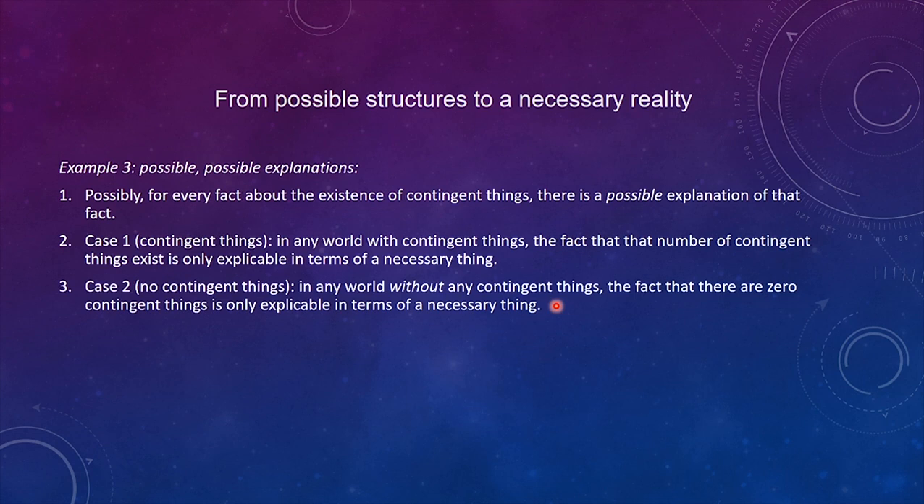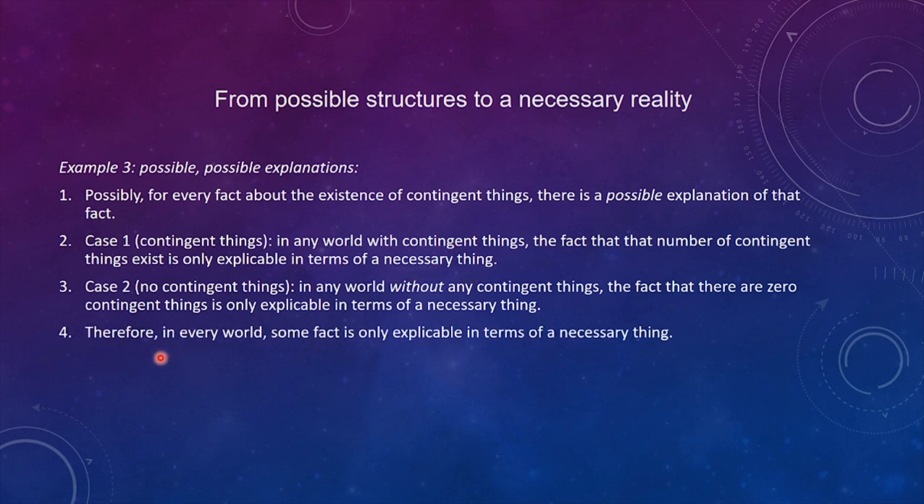Those are real possibilities. Well, of course they're possibilities because they're actual things. So if you're following all this, and I know this is not an easy argument to follow, the basic idea here is that whether we go to a world that has contingent things or that doesn't have contingent things, there's going to be some contingent fact that can only be possibly explained in terms of a necessary thing. So that's the result I have here.